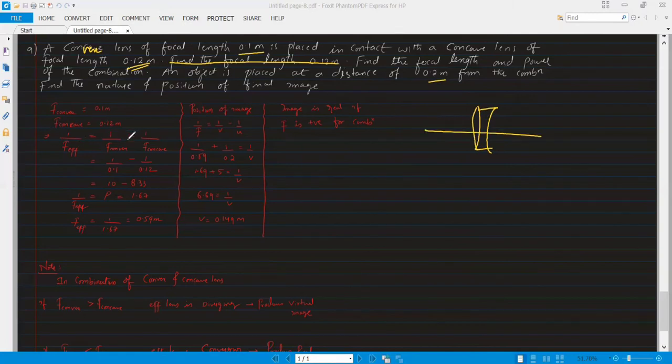Okay, so once again we are going to have the same formula. 1 upon f effective is going to be 1 upon f convex minus 1 upon f concave.